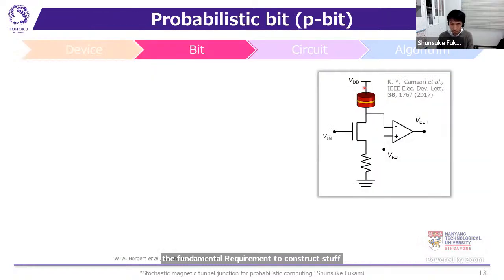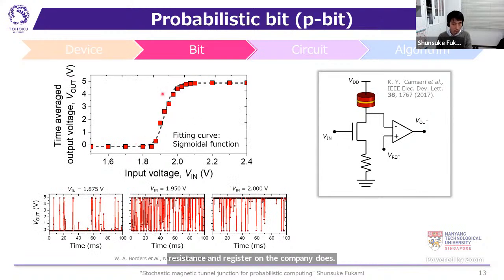probabilistic bit. So next we constructed the probabilistic bit, or p-bit, using the stochastic magnetic tunnel junctions. This shows the unit circuit of the probabilistic bit, which consists of one magnetic tunnel junction, an NMOS transistor, a resistor and comparators. And this shows the measured time averaged output voltage as a function of the analog input voltage. And these three panels show the time domain output voltage as a function of time for different input voltages, 1.875 to 2 volt.